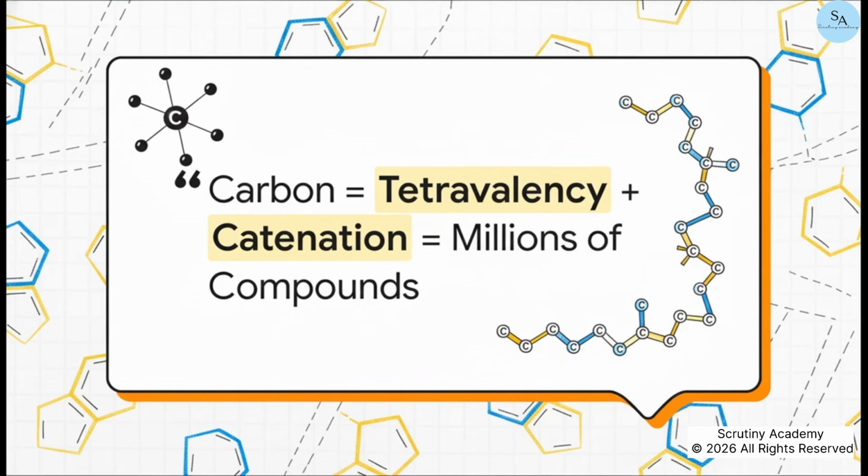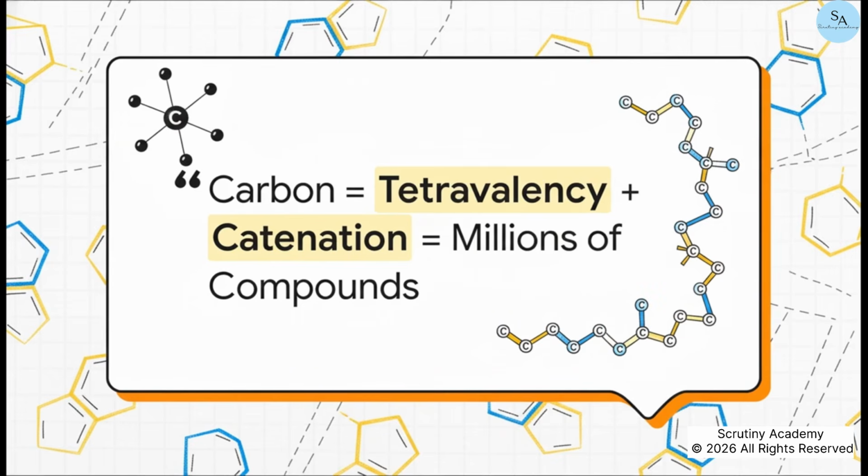Listen up, because this slide is everything. This is the core mantra of this whole chapter. If they ask you, why does carbon form millions of compounds? This is your answer. It's because of its 2 superpowers: tetravalency, the ability to form 4 bonds, and catenation, the ability to form long chains with itself.